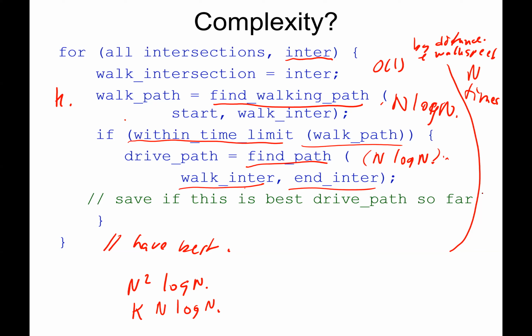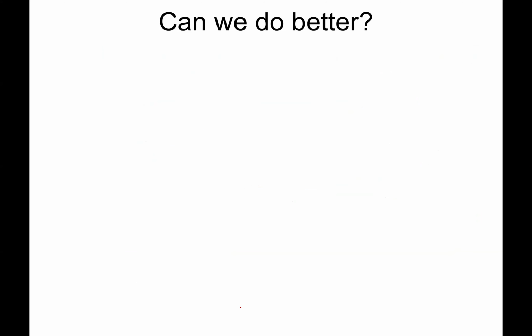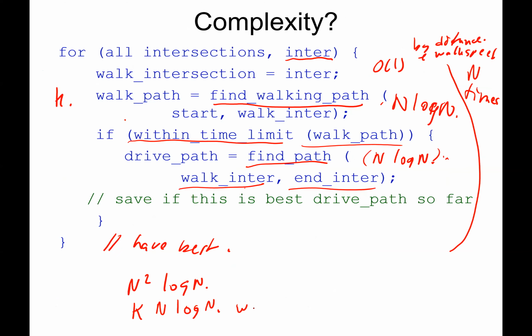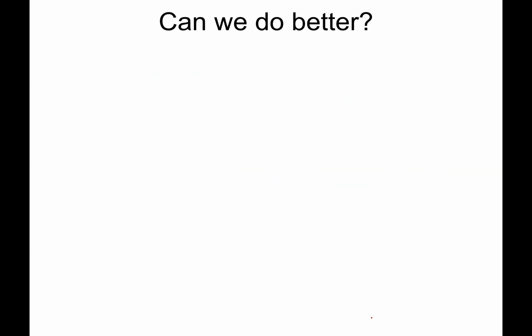Okay, so that's a pretty simple change. I've not written the pseudocode, but that's the idea. So k times n log n, whoops, with essentially pruning. I'm immediately throwing away with a quick check the walk intersections that make no sense to do detailed checks on. All right, okay, can we do better than this?